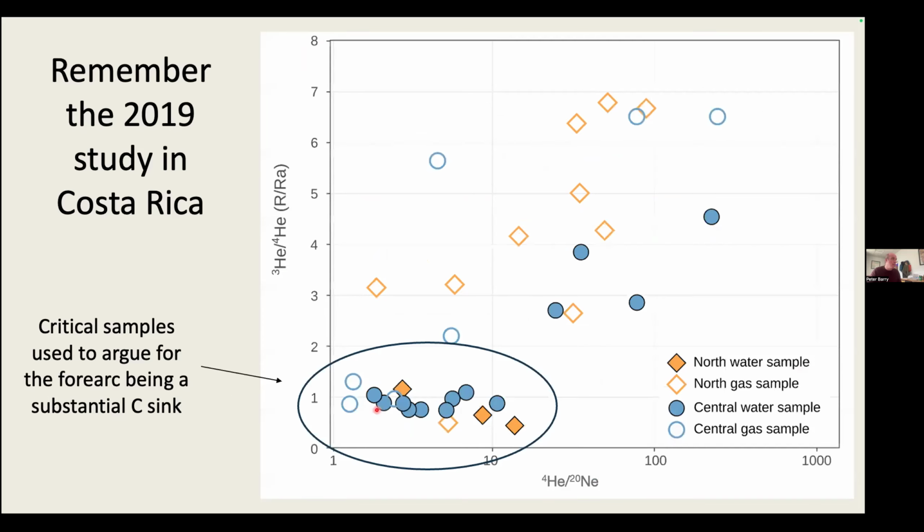And we would always argue with them and say, no, we don't think that these are surface features because, yes, we see air-like helium isotopes. We see these big helium to neon anomalies somewhere between 2 and 10.